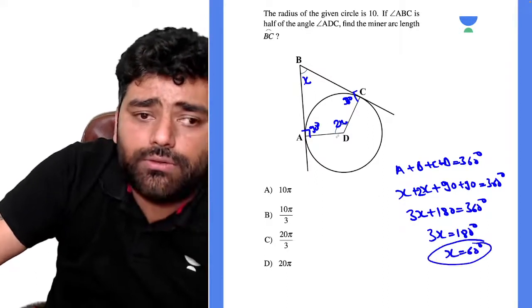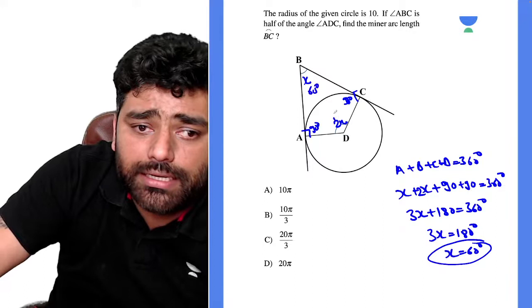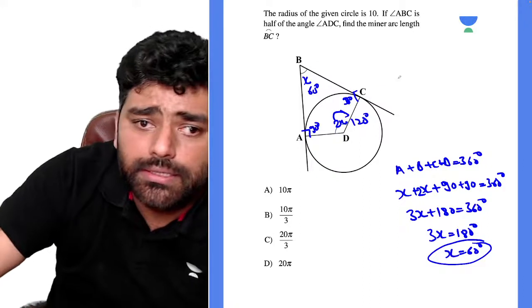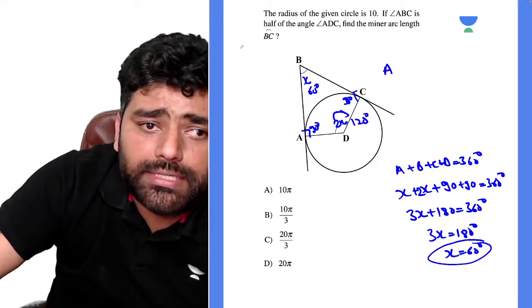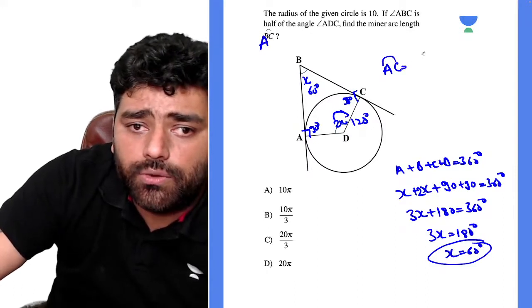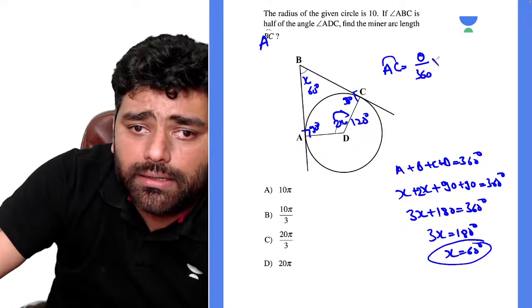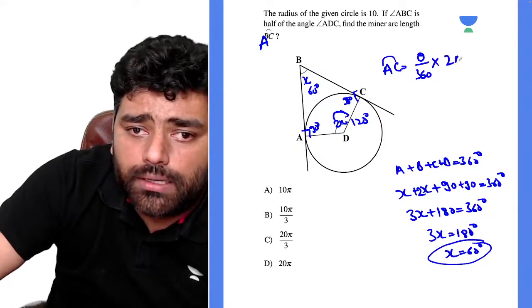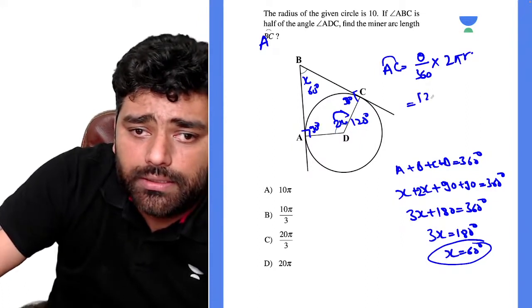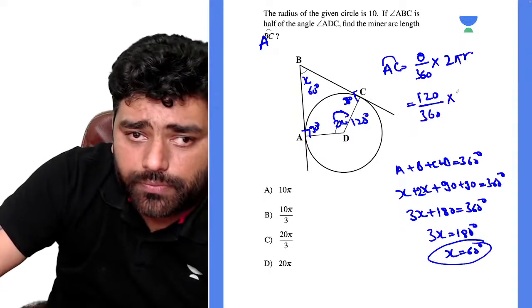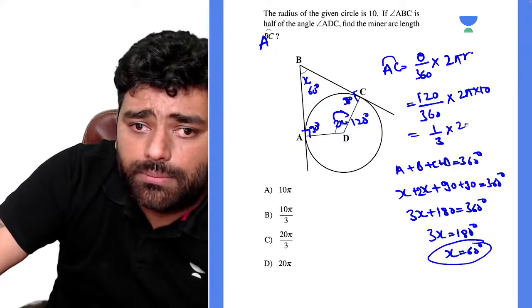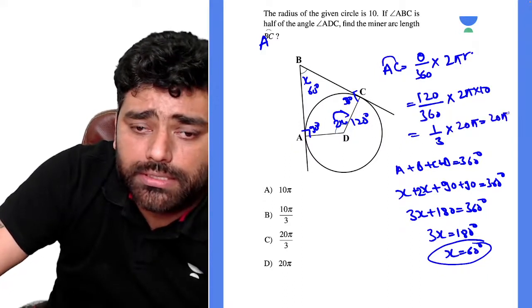So if x is equal to 60 degrees, that means the central angle that we need to know is equal to 120 degrees. Correct guys? So now what will be the length of the arc AC? This is A. So arc AC, what will that be? What I told you: theta divided by 360 multiplied by 2 pi r. Correct guys? So theta is 2x, that is 120 degrees. So 120 divided by 360 into 2 into pi into 10, radius is 10. So this is going to be 1 by 3 multiplied by 20 pi. So 20 pi by 3 is the answer.